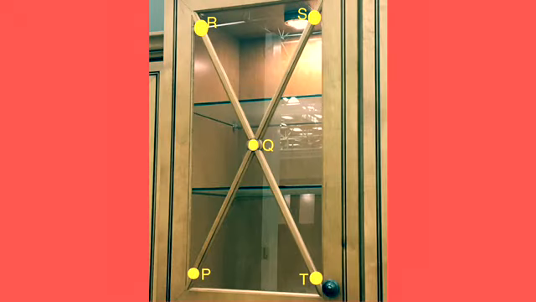This is part of a kitchen cabinet. How many pairs of adjacent angles can you identify?